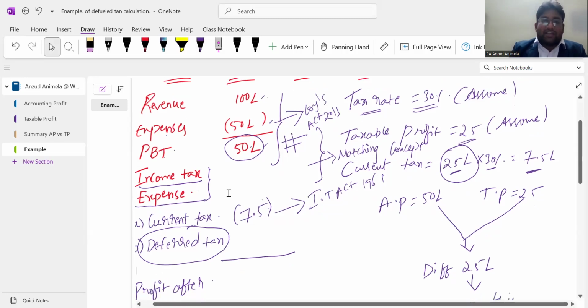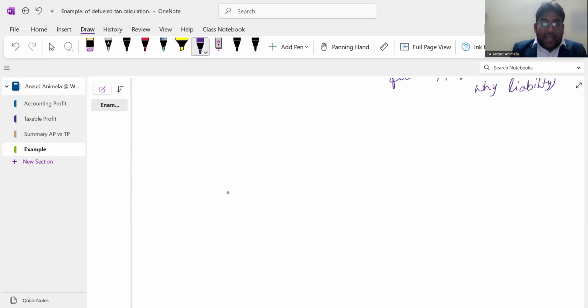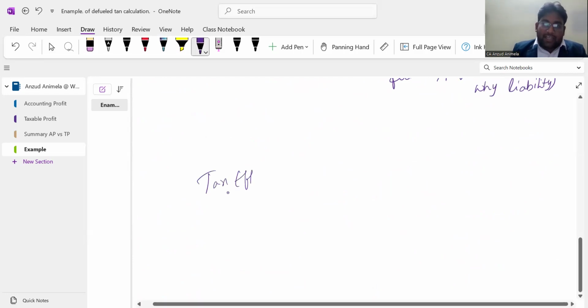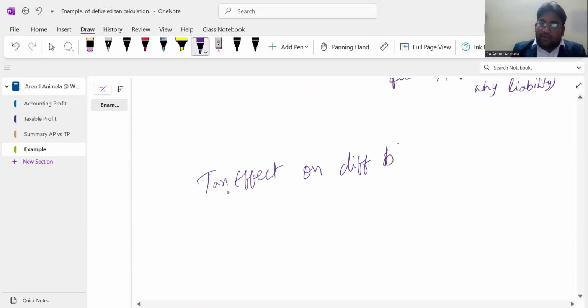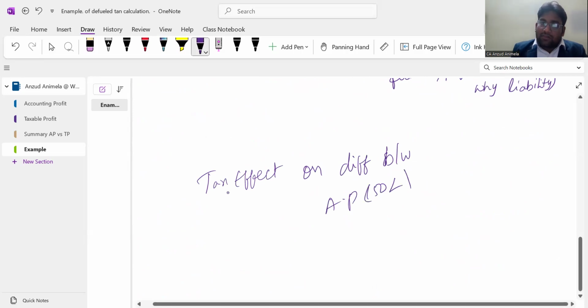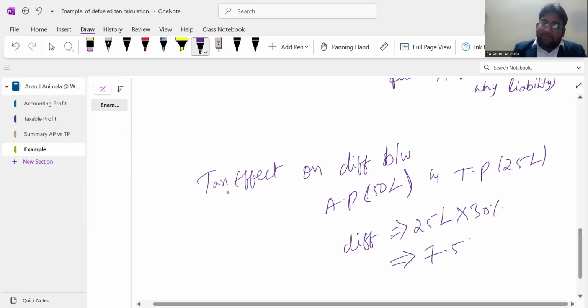What is deferred tax? Deferred tax means tax effect on differences between accounting profit 50 lakhs and taxable profit 25 lakhs. What is the difference, brothers? Difference is 25 lakhs. Okay, what is the tax effect on 25 lakh? Tax effect is 30%. Tax effect is 7 lakh 50,000.